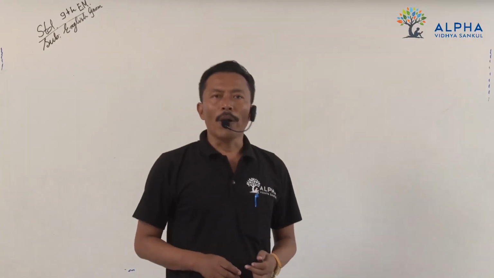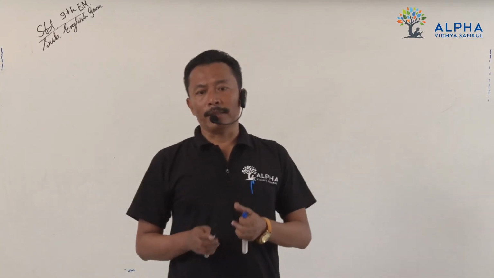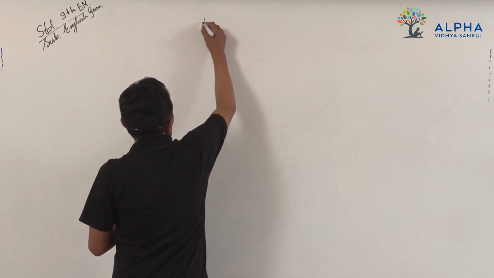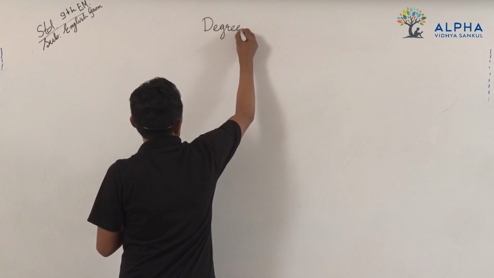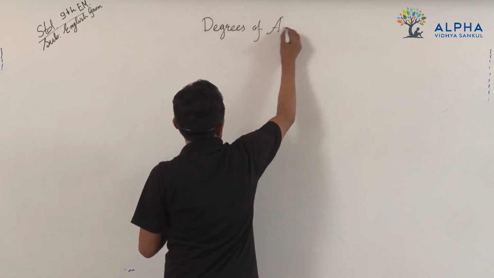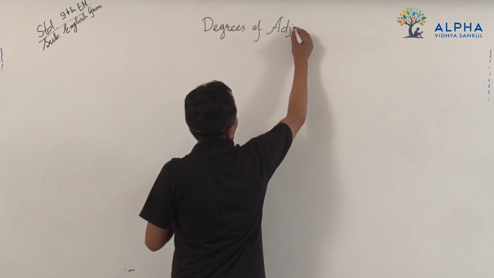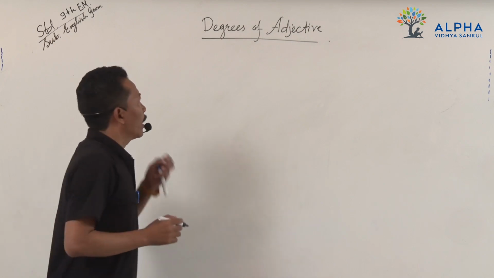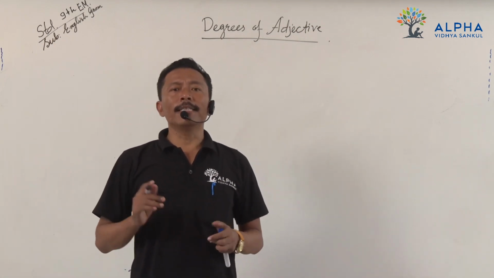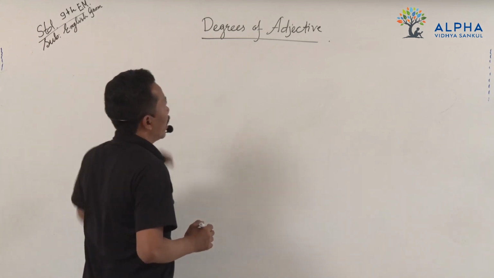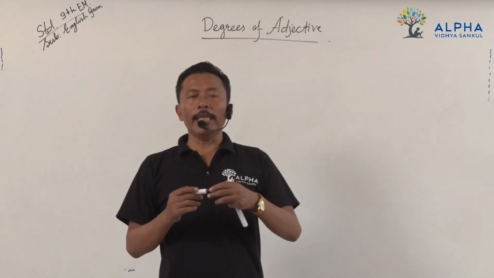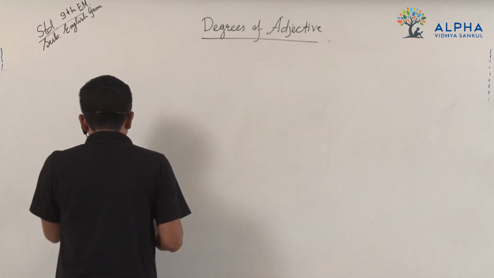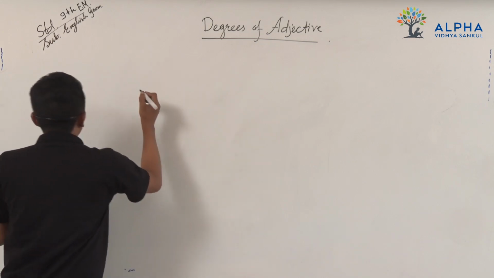Hello students, welcome to the Alpha Vidhya Sankul online classes. Today's topic is the degrees of adjective. You know students, in English grammar there are three types of degrees. How we use these degrees if we compare the things. Let me tell you the first one. I will give you one example here.